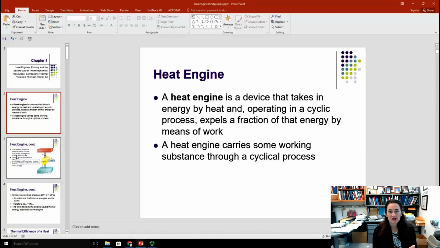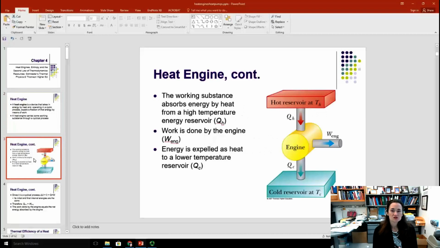So basically, all heat engines are carrying some kind of working substance through a cyclical process. Lots of times in power plants, for example, that might be steam, okay? In Otto cycle engines, it's a mixture of gas and fuel, but whatever it is, it's taking it through that cyclic process. So here's a little schematic of a heat engine.